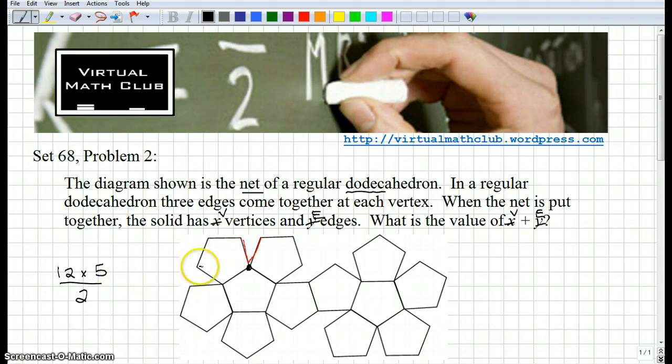So we just take the number of edges in each pentagon times the number of pentagons, and then recognize that every pentagon touches another pentagon and the edges meet to form 1 edge. That gives us essentially 12 times 5 divided by 2, which is 6 times 5, which is 30. So we have a total of 30 edges.